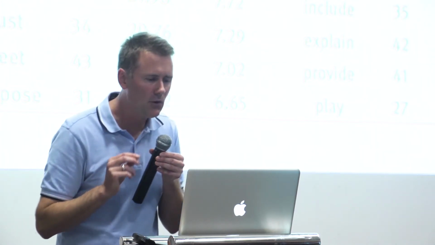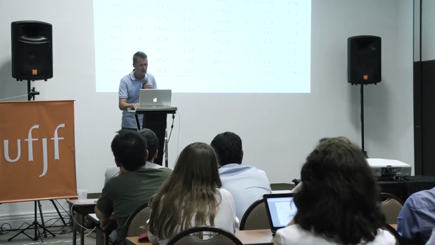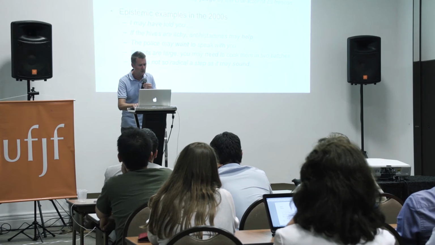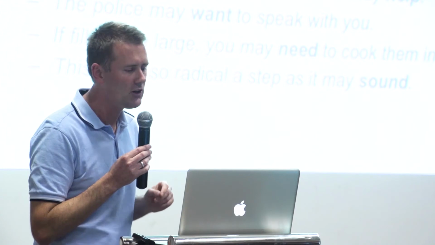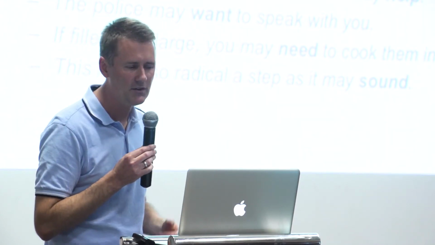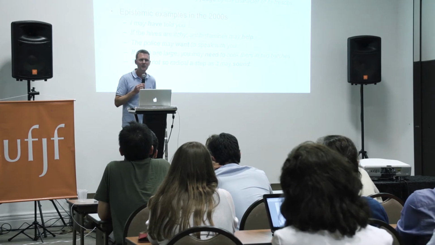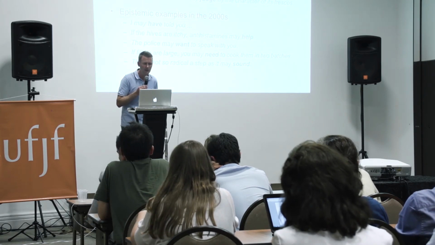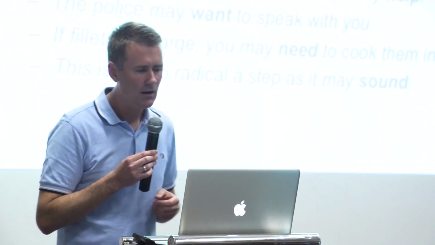Of course, in order to be able to say anything meaningful about these contrasts, we have to take a look at actual examples with these verbs. And if we look at examples with the verbs that are associated with the respective periods, it turns out that examples with say, do, add, and judge, which are characteristic of the 1860s period, what we see is that permissive meanings of may predominate. Yeah? If I may say so, you may do that, and so on and so forth.